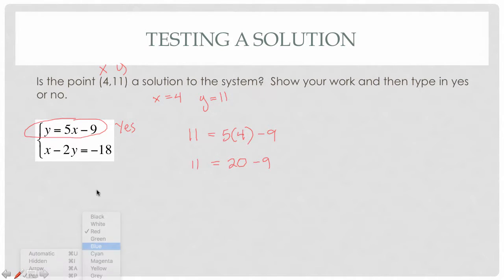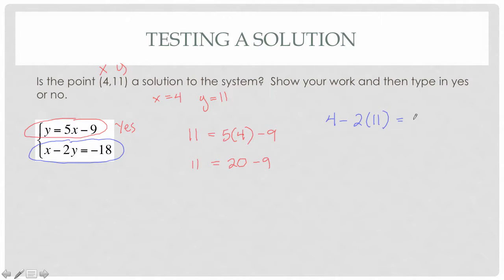But to be a solution to the system, I need to check if it's a solution for both equations. Let's check that one now. Does 4, putting 4 in for x, minus 2 times y, putting 11 in for y, equal negative 18? Well, 4 minus 22 is negative 18. Yes, it does. So since it works for both equations, this is a solution to the system, and we showed it by substituting the x and y values into both equations.